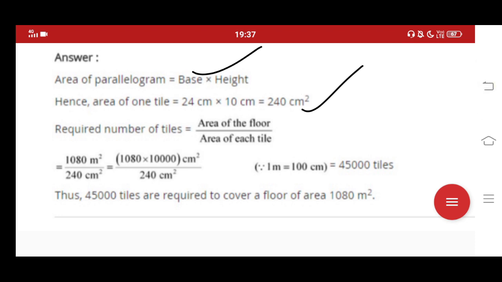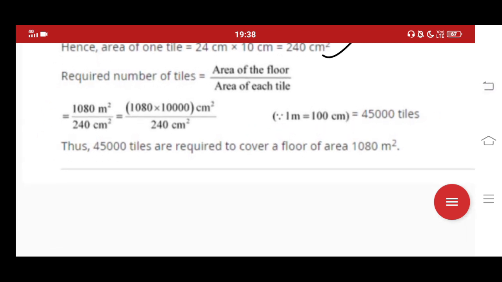So what is the area of the floor given? That is 1080 meter square. And what is the area of the tiles? The area of the tiles is given as 240 centimeter square. So here, by multiplying it with 10,000, we are converting 1080 meter square into centimeter square. After this, how many tiles do we need? We need 45,000 tiles. So for covering a floor of area 1080 meters square, 45,000 parallelogram-shaped tiles are required.